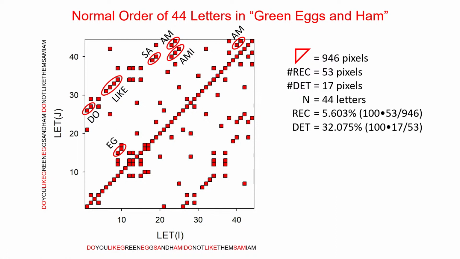And so we can say, okay, there are 53 pixels which are lit up in this whole map. And of the area, which is 946, that would mean we have 5.603% of this pattern. The recurrence rate is 5.603%. Of all those 946 points, the determinism, there's 32 points, 32% of them are in diagonal line structures. So we can use that as a measure of deterministic behavior.